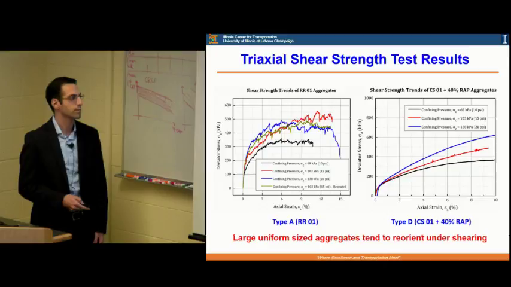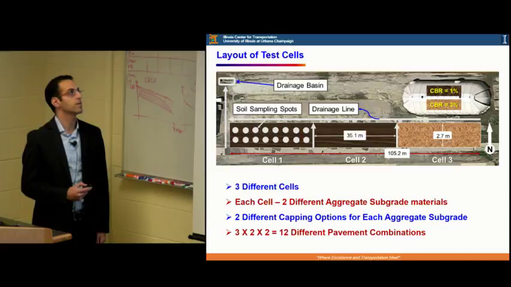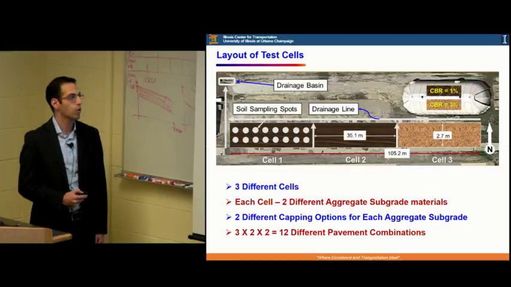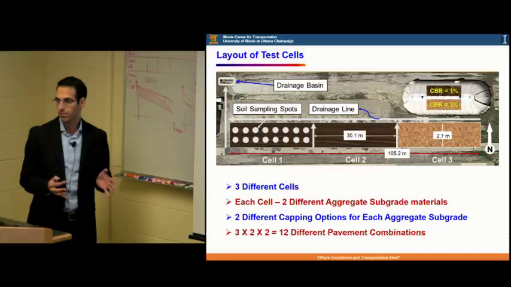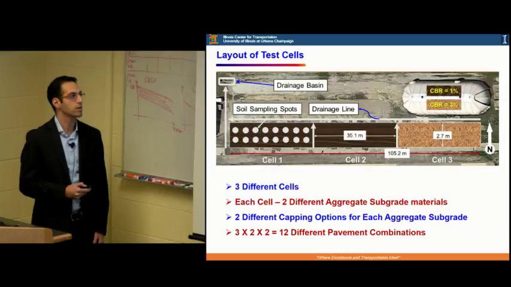So after the lab evaluation is the field study, which is the main study for this project. The field study was done by constructing 3 different cells. By each cell, we mean a location for our accelerated pavement tester. So each cell will have 4 different sections. And each section here will have 2 different materials.